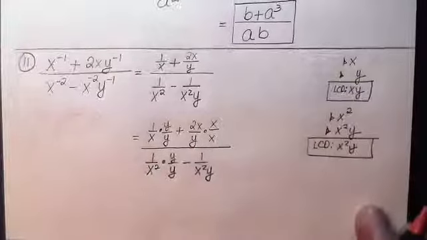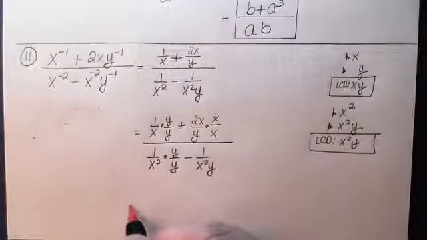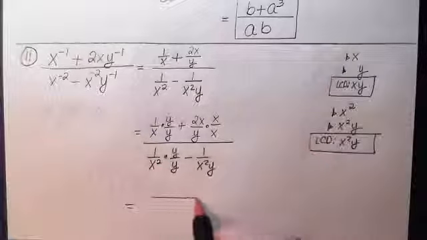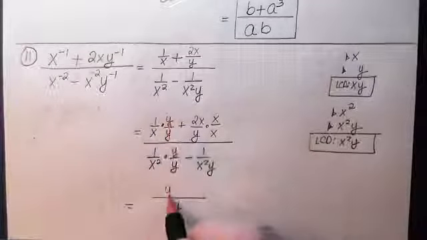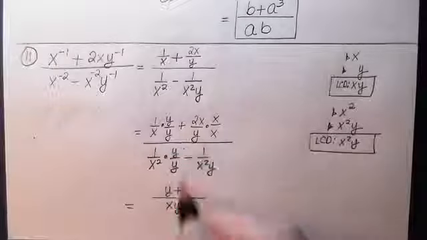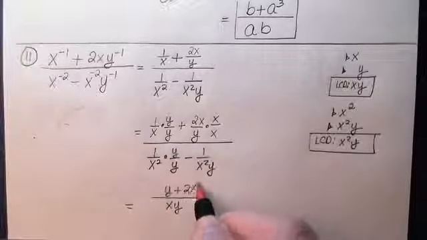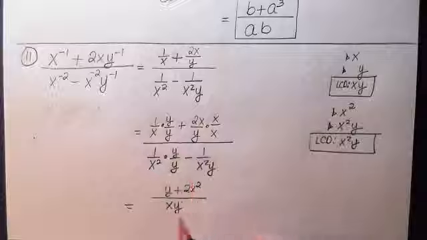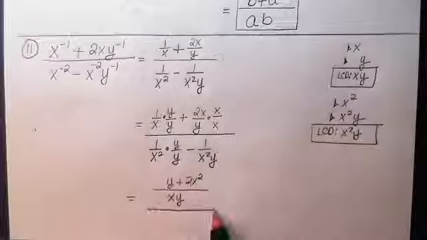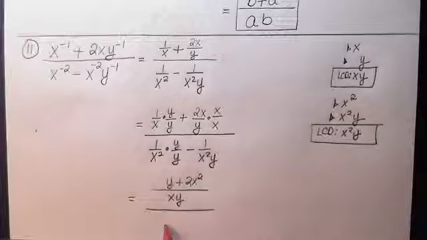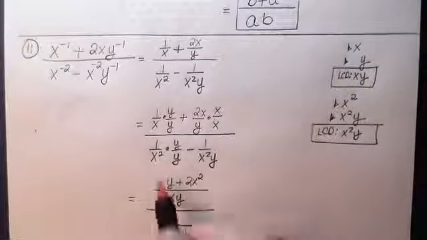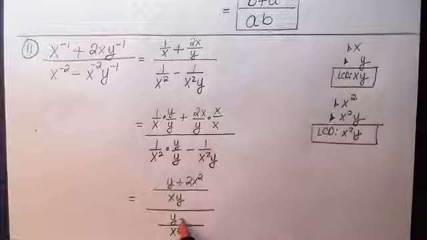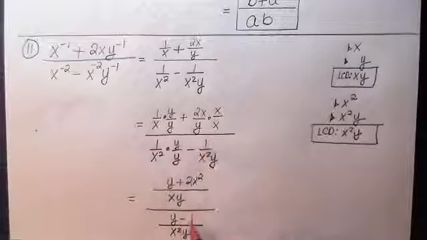Alright, so let's continue now. So that means on top, my common denominator is xy. This would be 1 times y is y. 2x times x is 2x squared. On the bottom, my common denominator is x squared y. And 1 times y is y minus 1.